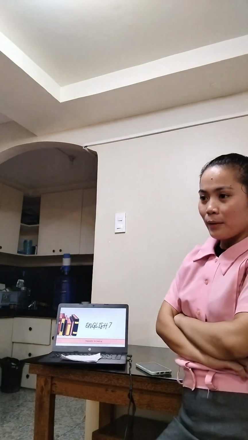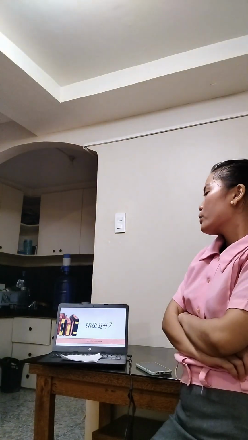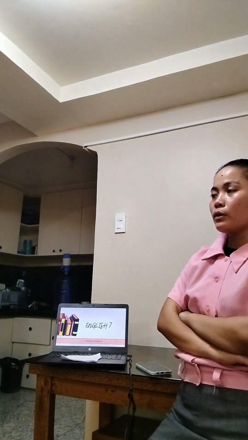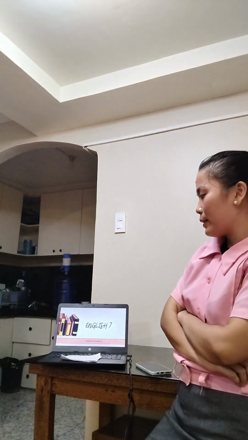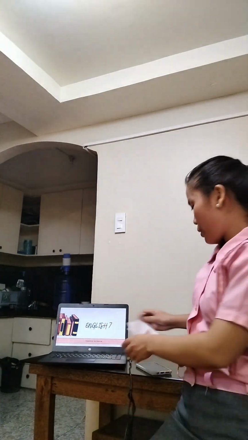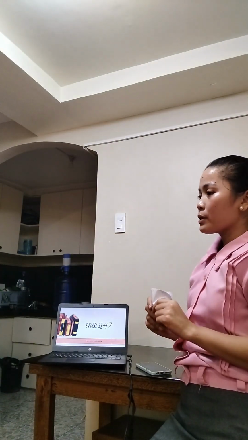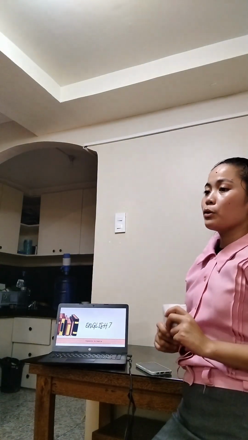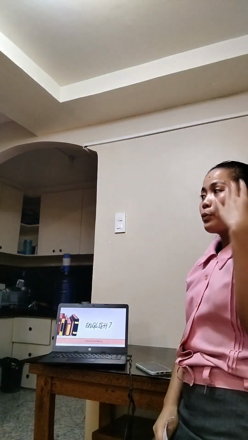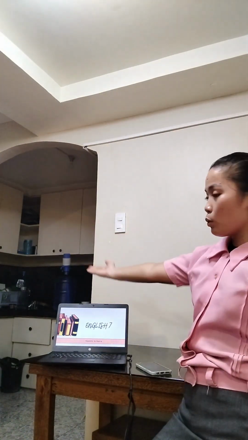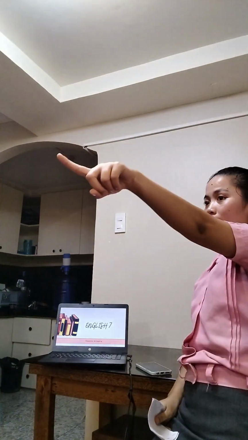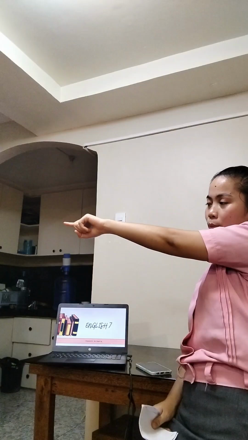So are you ready for our new topic? Alright, so before we proceed to our new topic for today's meeting, let's have an activity first. So I have here 4 envelopes. All I want you to do is to group yourselves into 4. So group 1 will stay here, group 2 will stay here, and group 3 will be at the back, and group 4 will be at the side.